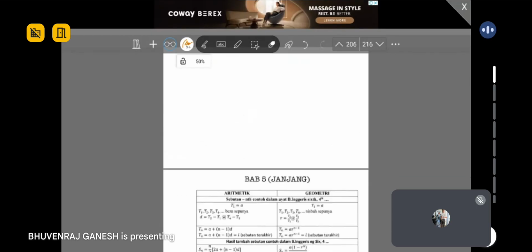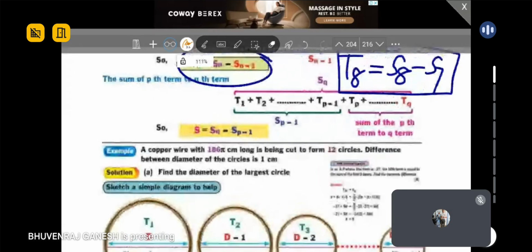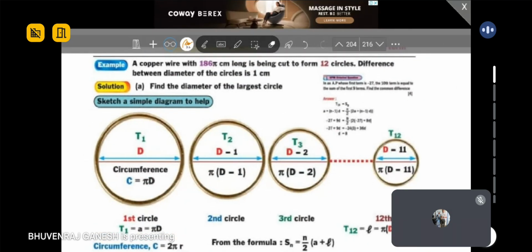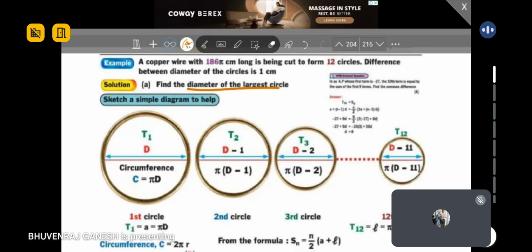Okay, so next one, let me see. So we talk about this one. Okay, so guys, this is an example of question. Satu contoh. Alright, so this one is arithmetic. Yang ni adalah janjang arithmetic. So they want you to find the diameter of the largest circle. Cari diameter bulatan terbesar.